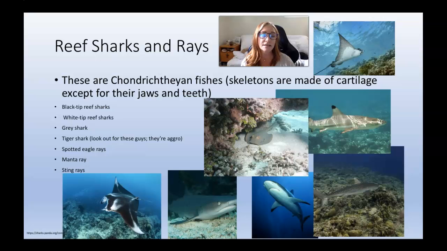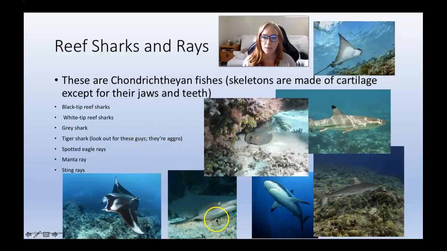And their skeletons, except for their jaws, are made of cartilage. If you want to know what cartilage is, grab your ear and bend it and twist it. So their whole skeleton is like that, or the end of your nose. That's where your cartilage is. There's their whole skeleton except for their jaw. Again, the diversity on a reef is crazy.